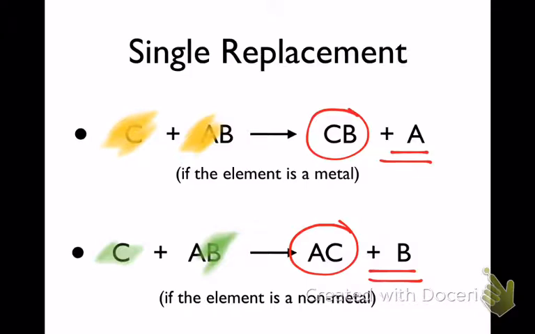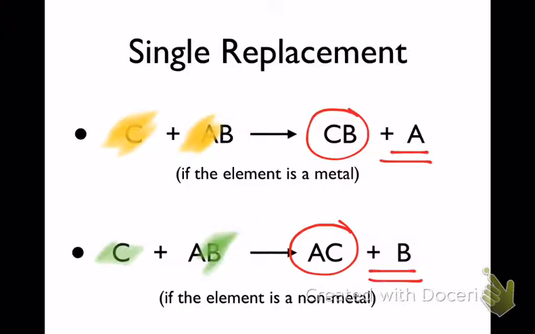Again, you remember that nonmetals are listed second in ionic compounds, and so if it's going to replace anything, it can only replace B. And so now C takes the place of B, bonding to A, and B has now been released and is alone.